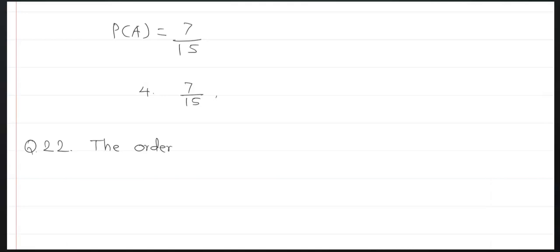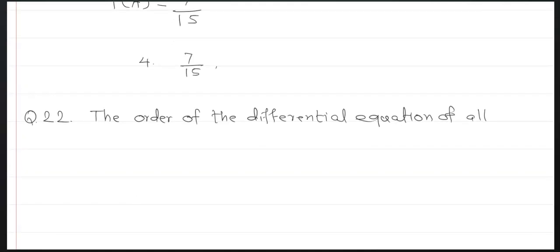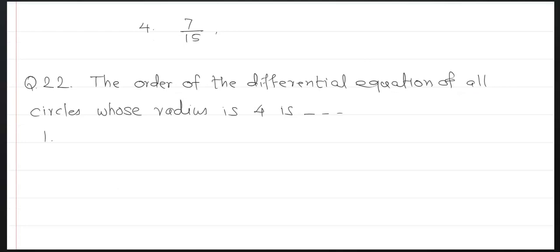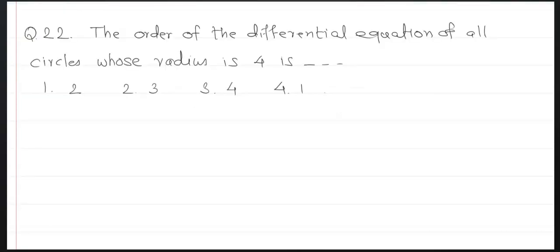Question number 22. The order of the differential equation of all circles whose radius is 4 is: first is 2, second is 3, third is 4, and fourth is 1.